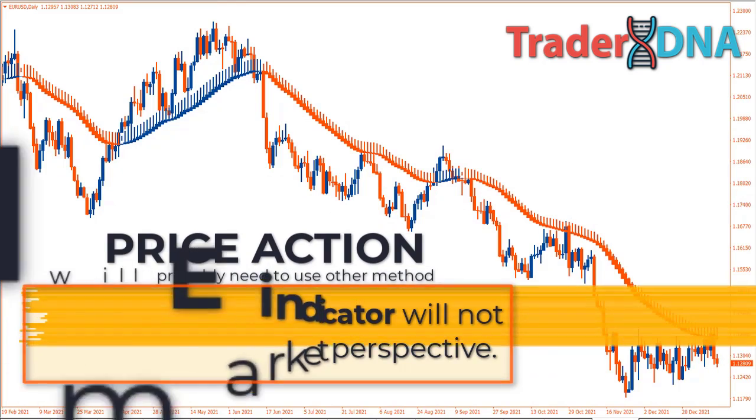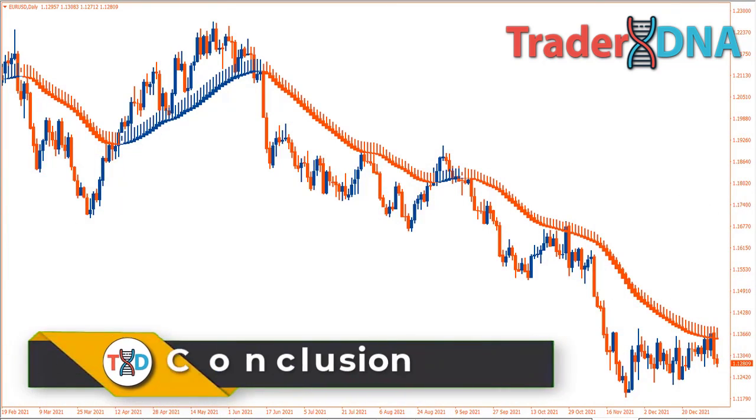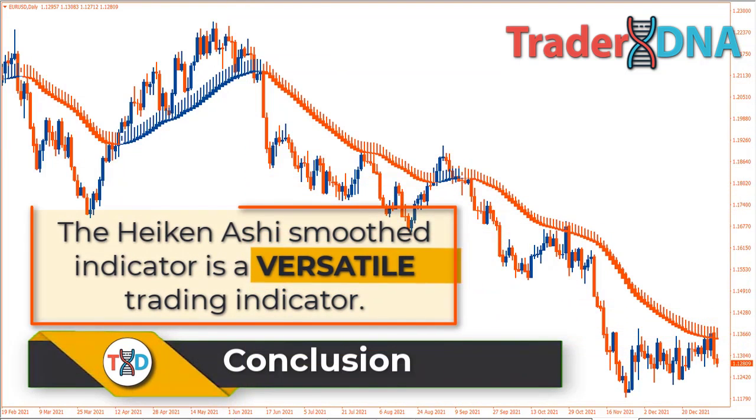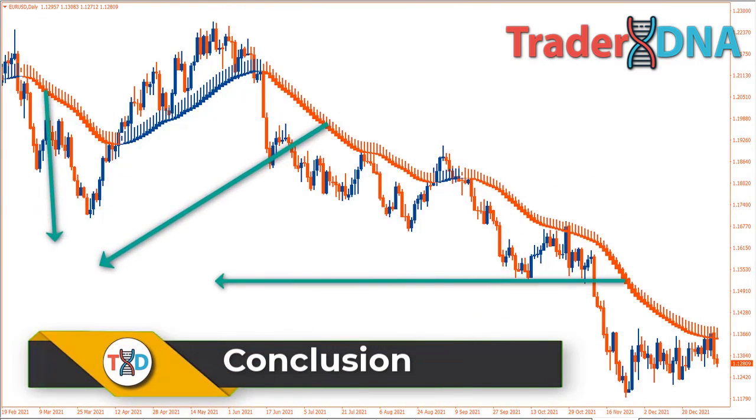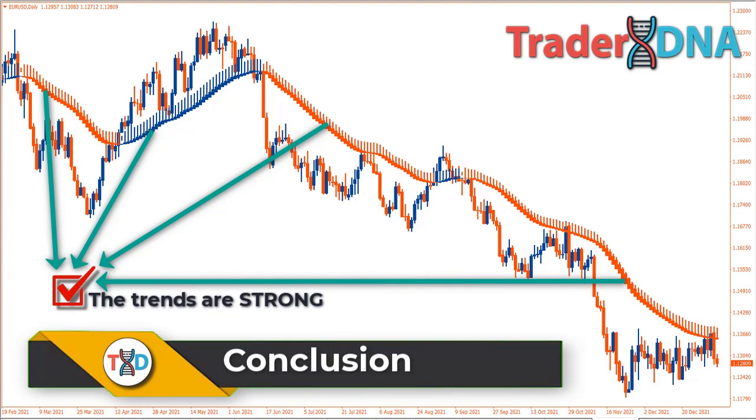of a security. Conclusion. In conclusion, the Heiken Ashi Smoothed Indicator is a versatile trading indicator that can be used to build a new trading strategy, or it can also be used to complement your existing trading strategy. The Heiken Ashi charts are a great way to get a different perspective of the markets. It can help you, especially when the trends are strong, and can also depict ranging markets when you can see the Heiken Ashi candlesticks changing color, but price trading flat.